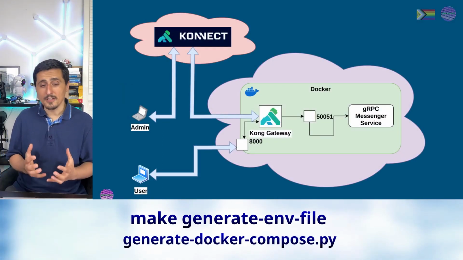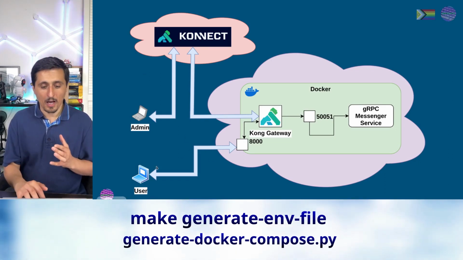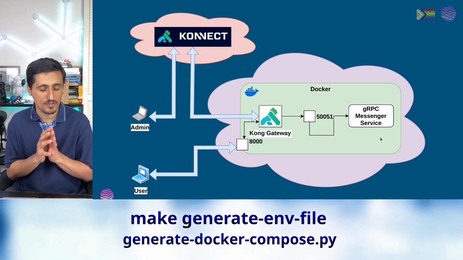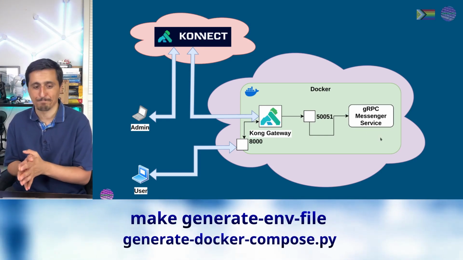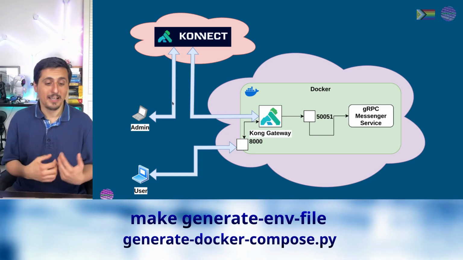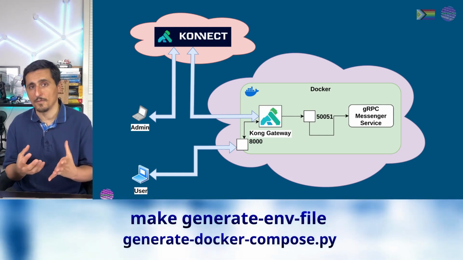The first connection is this one. It's a direct connection from our user up to the Kong gateway and down to the gRPC messenger service. The admin, which is us in this case also, is going to connect to the Kong Konnect and configure this for us.